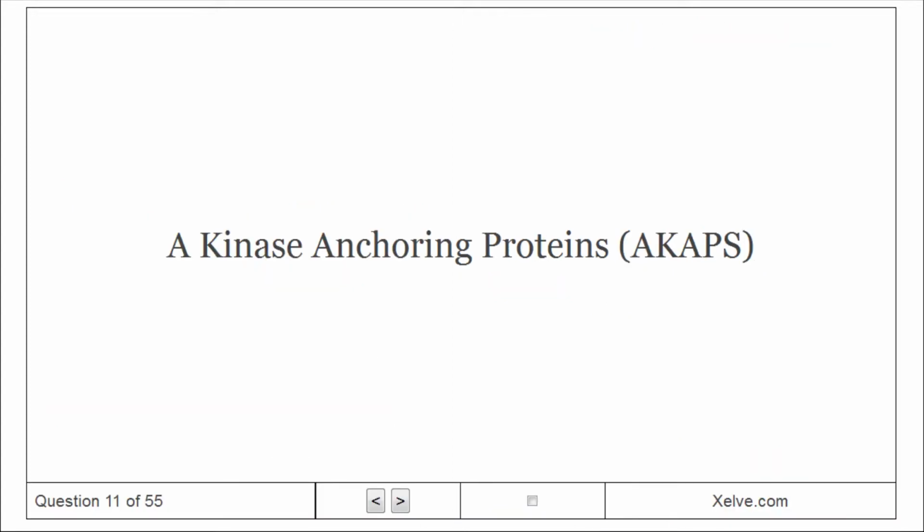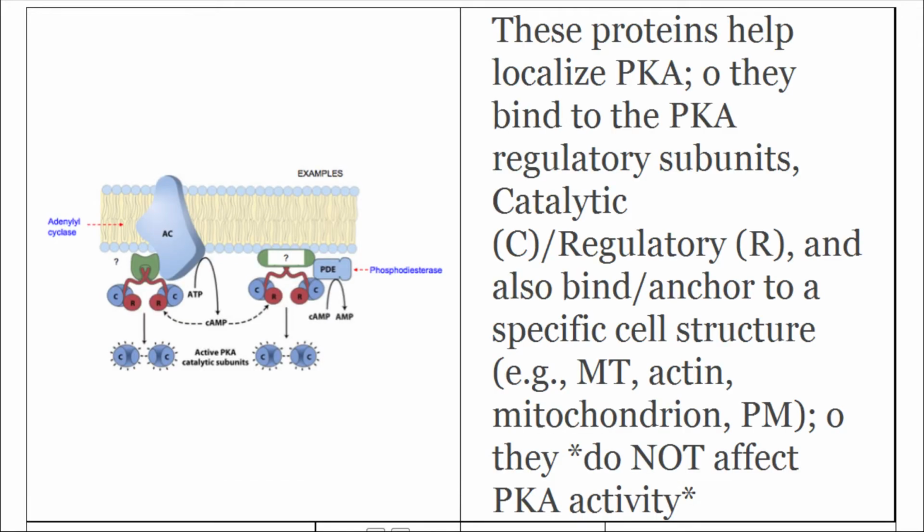A kinase anchoring proteins. These proteins help localize PKA. They bind to the PKA regulatory subunits, and also bind and anchor to a specific cell structure. They do not affect PKA activity.